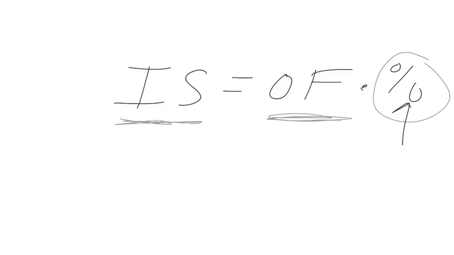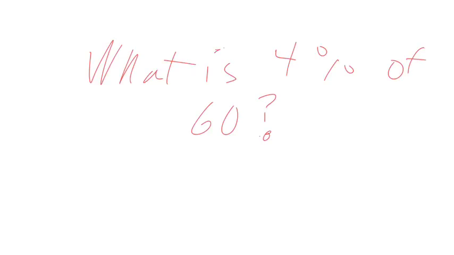Now let's use it in an example problem so you understand how it works. So what is 4% of 60? So we're going to use that equation we just talked about, is equals of times percent. So we have three things. We have our is, our of, and our percent. If we read the problem carefully, we're given the percent, which is 4%. Now when you're using this equation, you always have to make your percent into a decimal. So if we make 4% into a decimal, it would be 0.04.